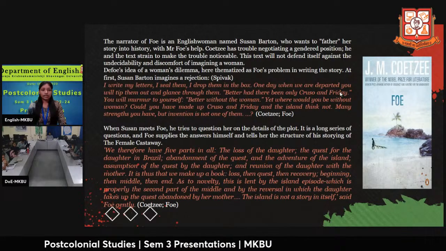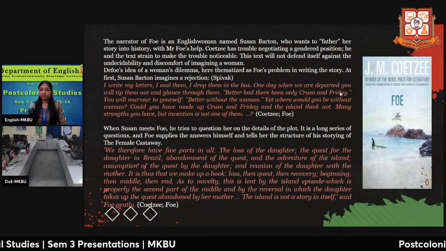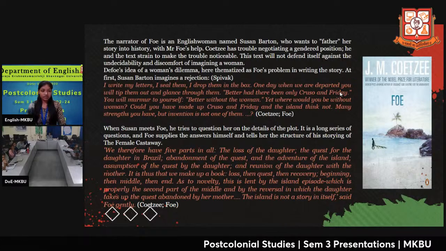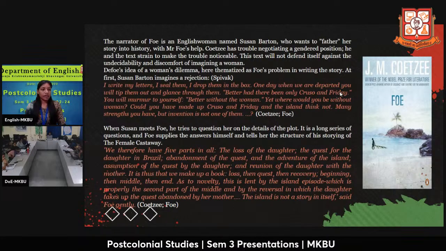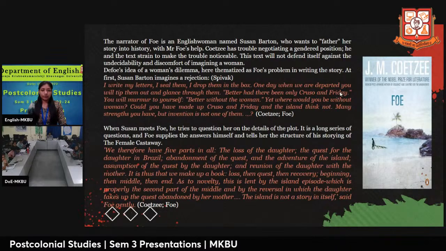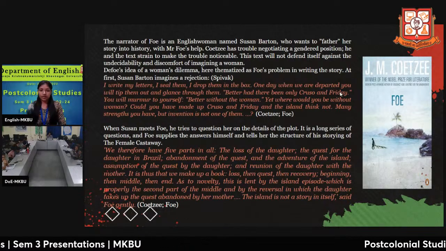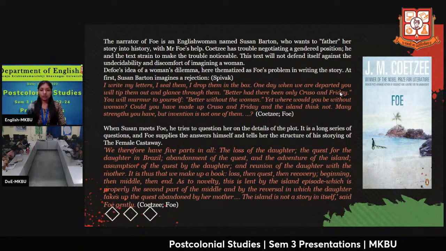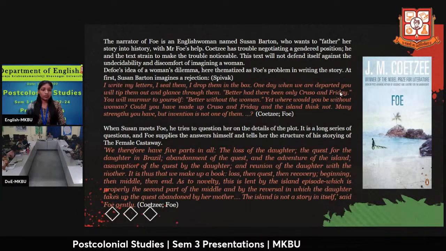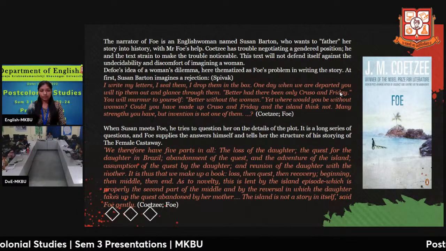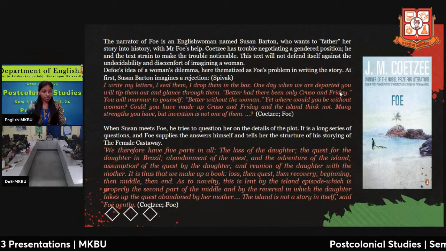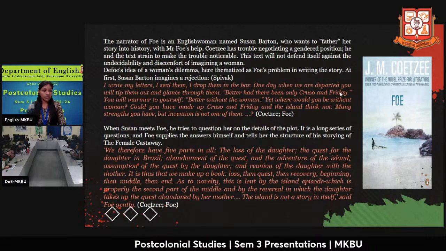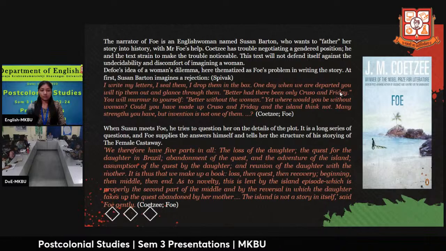Defoe's idea of a woman's dilemma is here thematized as Foe's problem in writing the story. At first, Susan Barton imagines a rejection when she says, I write my letters, I seal them, I drop them in the box. One day, when we are departed, you will tip them out and glance through them. Better had there been only Crusoe and Friday. You will murmur to yourself, better without the woman. Yet where would you be without woman? Could you have made up Crusoe and Friday and the island? Think not. Many strengths you have, but invention is not one of them.